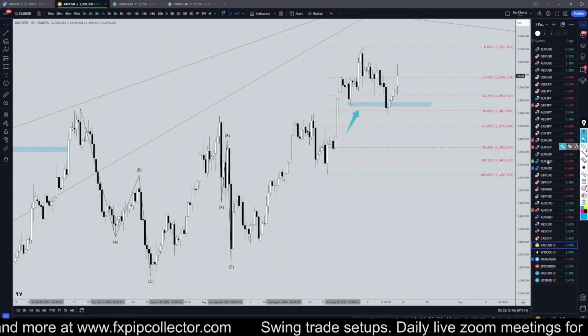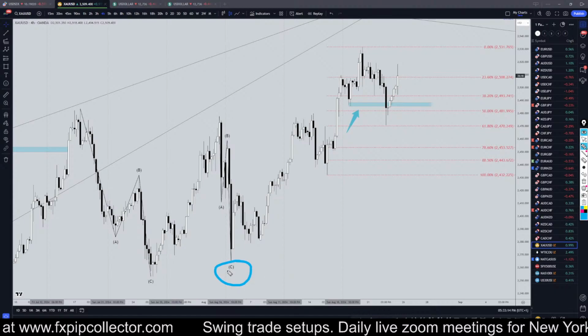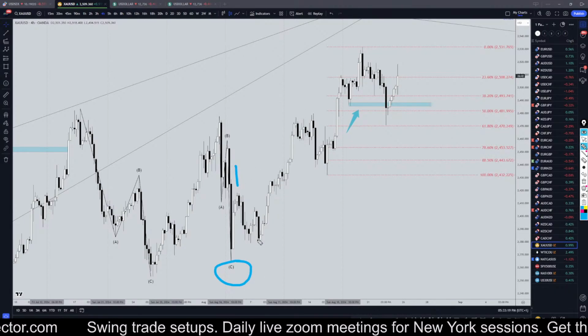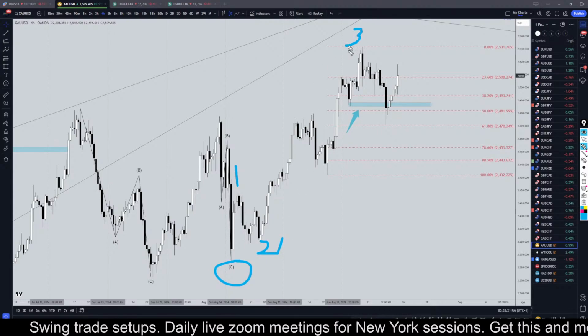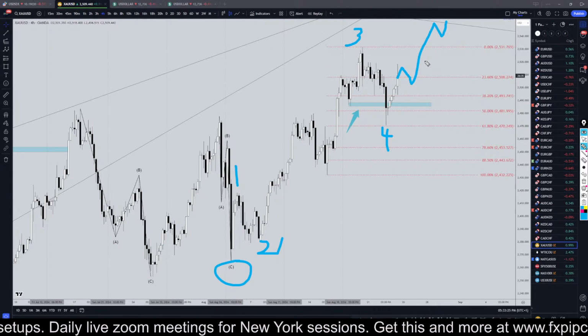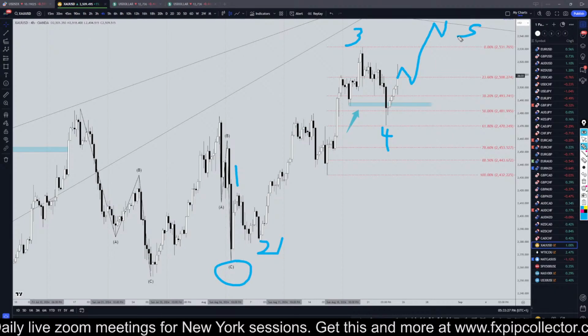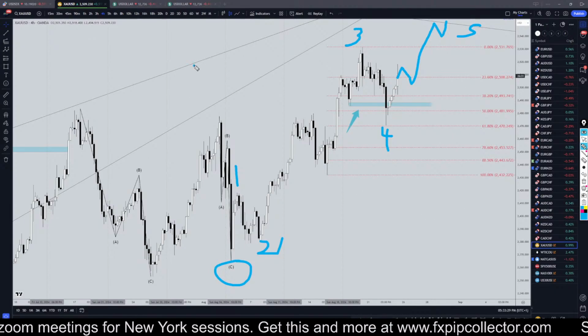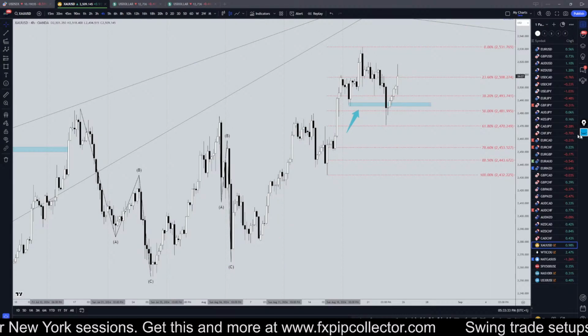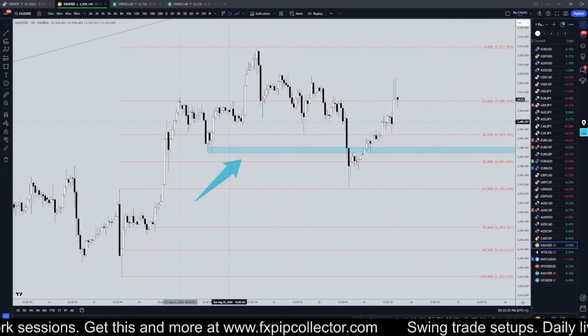Yeah, ever since we ended this correction way back here, I think we're in wave 5. I think this is a 1, this is a 2, this is a 3, this is a 4. I think we're going to make our way up to around 2550, 2560 for a wave 5. And this is still a wave 3 on the very high time frames. So this is all just subdivisions of a wave 3.